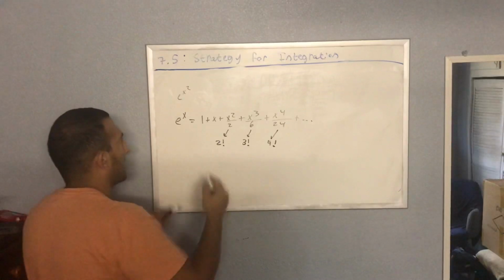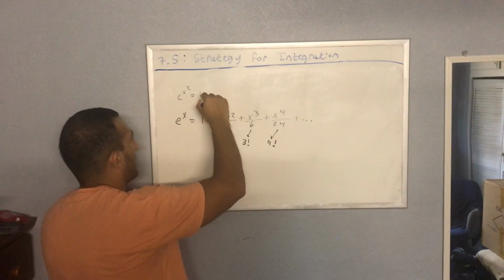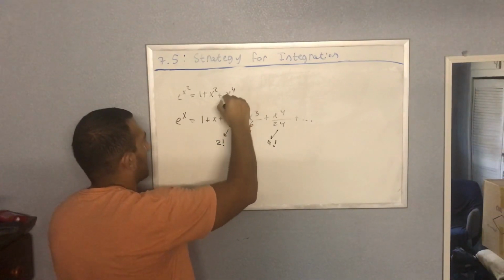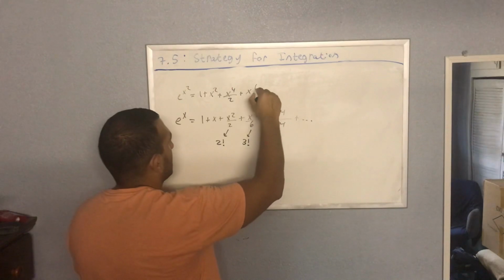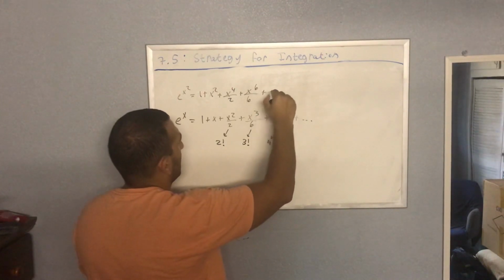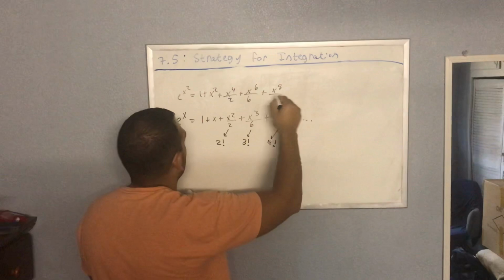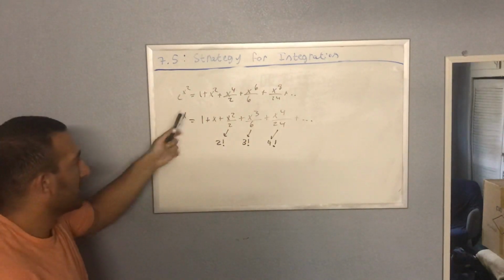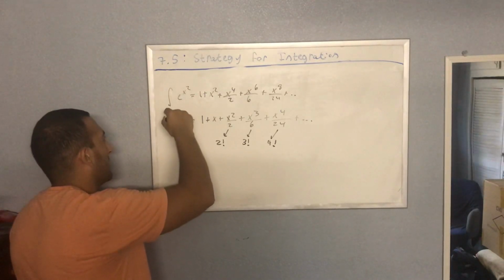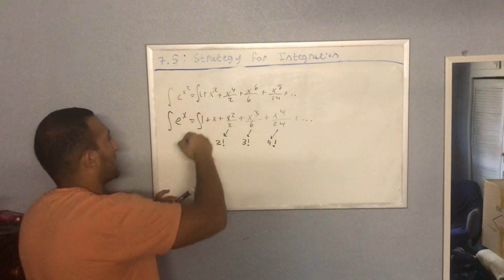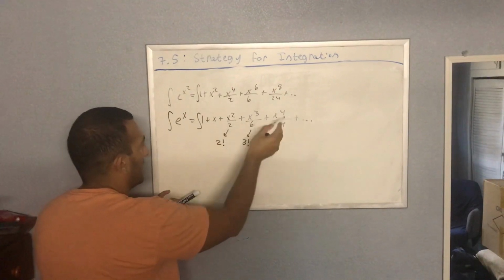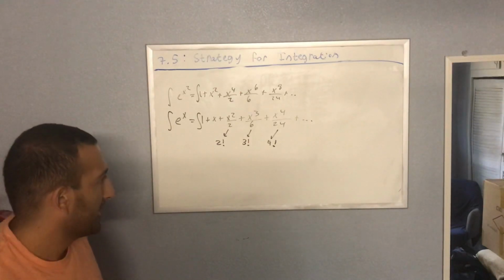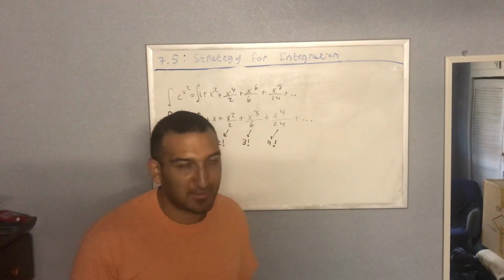And then e to the x squared would just be 1 plus, you replace each x with x squared. So this would be x squared plus x to the 4th over 2 plus x to the 6th over 6 plus x to the 8th over 24, and so on. And then to take the integral of this, you'll take the integral of each piece now. Because these are equal, you'll take the integral of each of these pieces, and that can tell you the answer. So that's what I meant by a little more sophisticated stuff.